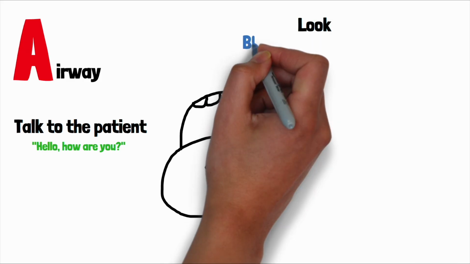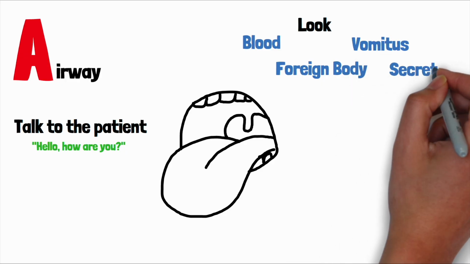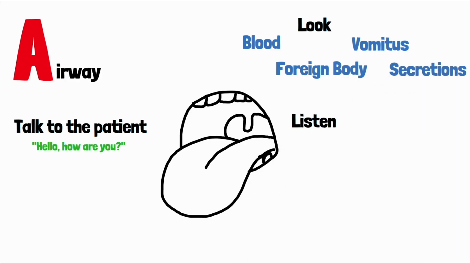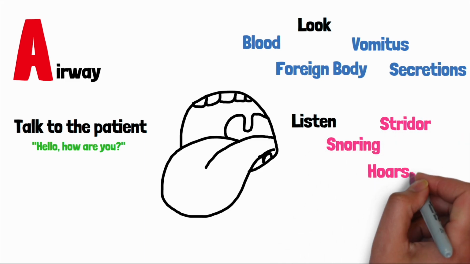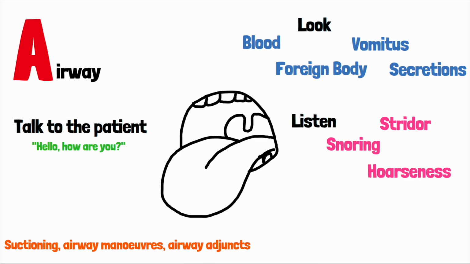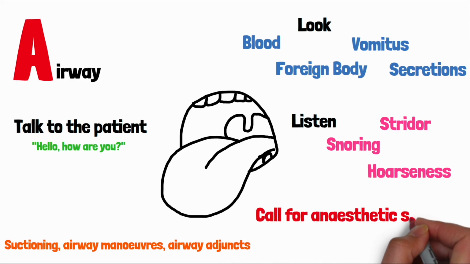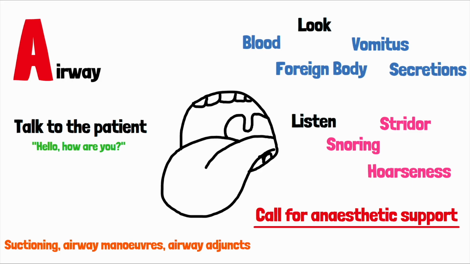Firstly, look at the airway. Look for blood, a visible foreign body, vomitus, and secretions. Also listen for sounds that may indicate airway compromise, including snoring, stridor, and hoarseness. Suctioning under direct vision, adopting airway maneuvers such as the head tilt chin lift or jaw thrust, and use of airway adjuncts are just some of the ways that you can try to improve the patency of an airway. However, this will not be fully covered in this talk. Ultimately, if there are any airway concerns, seeking anaesthetic support is the most appropriate option.